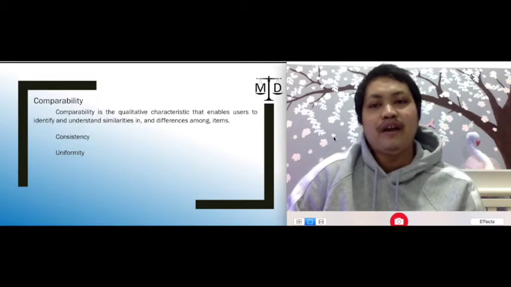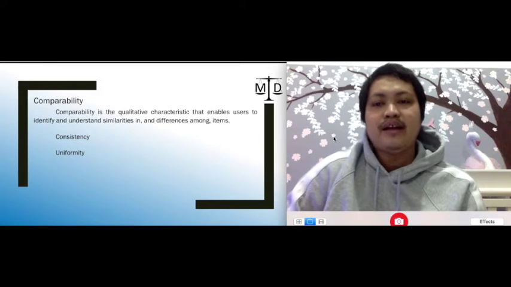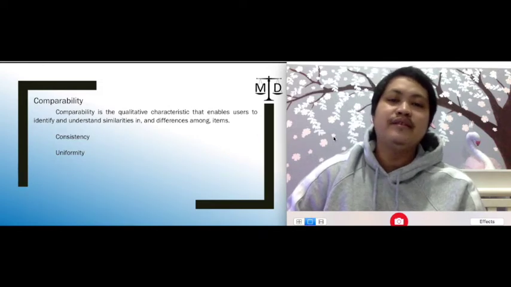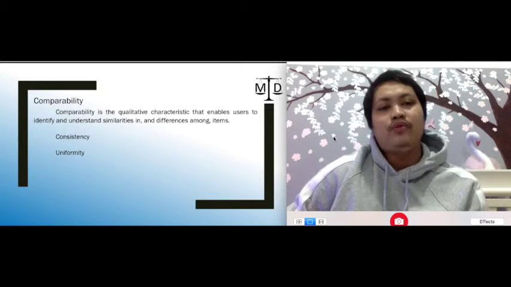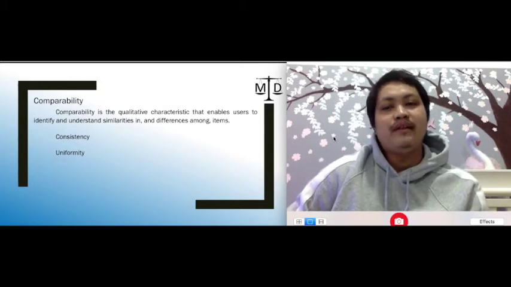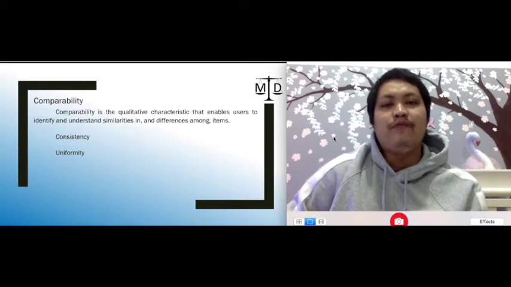The framework defines comparability as the qualitative characteristic that enables users to identify and understand similarities in and differences among items. So basically, comparability has the same context as the common usage of the term. Now, two important concepts are closely related to comparability. We have consistency and uniformity.